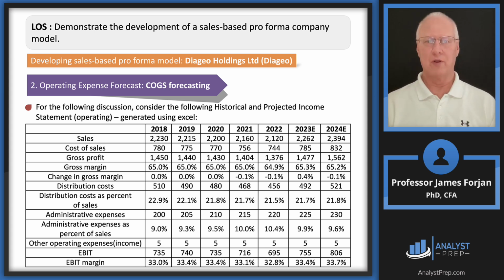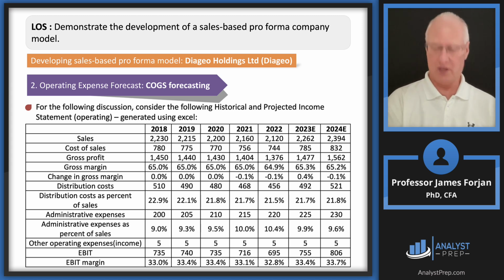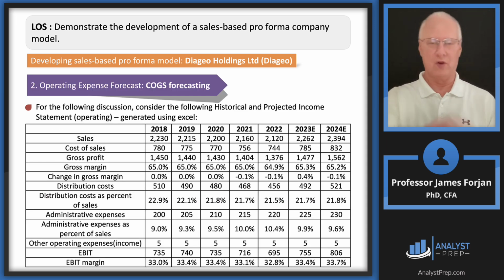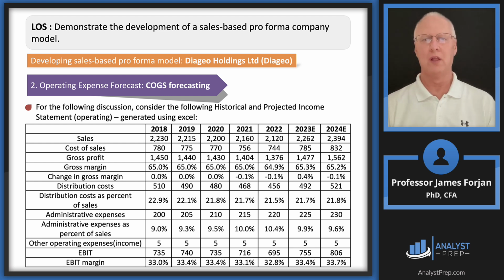But let's go over from 2018 all the way over to 2022. This is the combination of both segments. So let me go back here. We only have the spirit and the liqueurs. We don't have the beer and wine. So in that sales row, that is a combination of both of those segments.